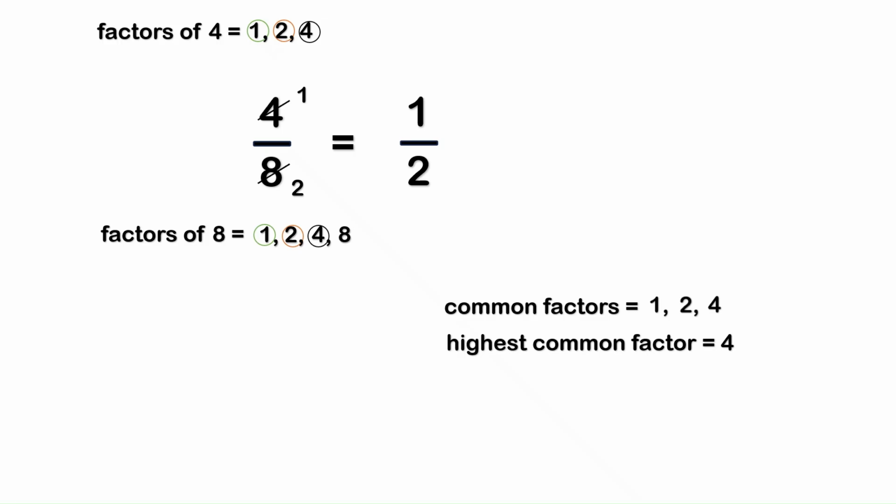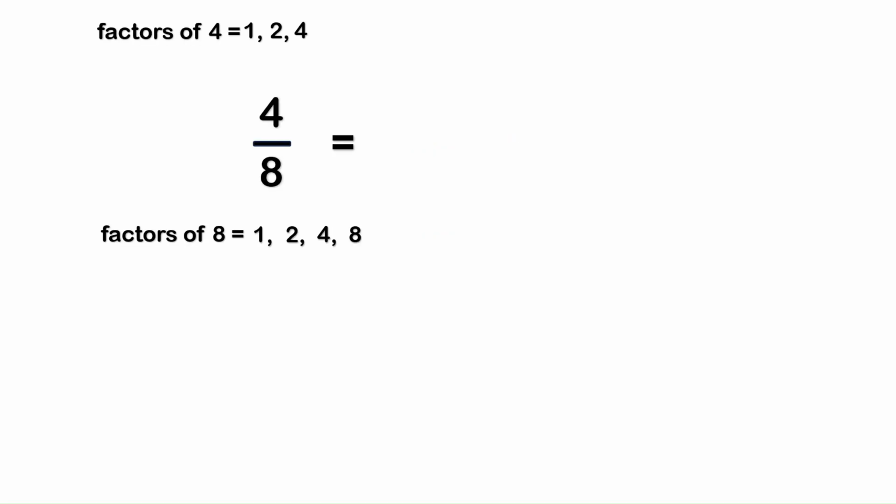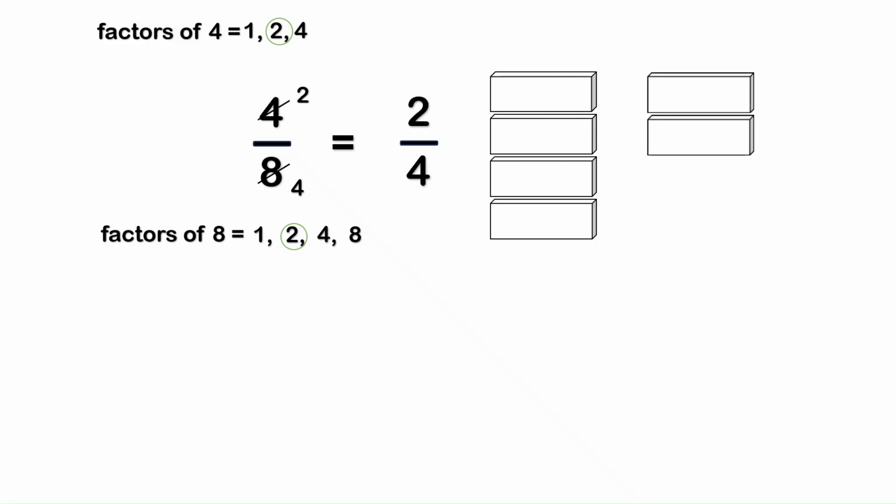Now you may ask, why do we divide by the highest common factor and not just by any other factor? To understand this, we'll go back to our previous example. Here the highest common factor was 4. But let's now divide by any other common factor. Let's say 2. 4 divided by 2 gives 2. 8 divided by 2 gives 4. Our fraction changes to 2 upon 4. Which means giving 2 pieces to your friend from an object which is comprised of 4 pieces.